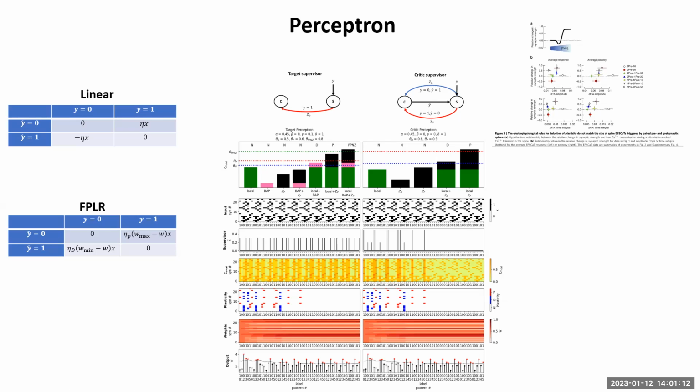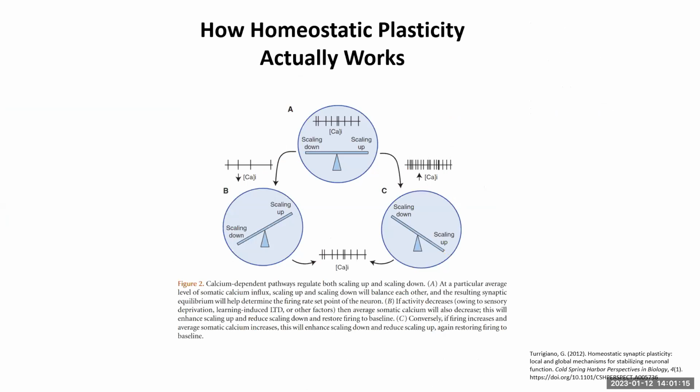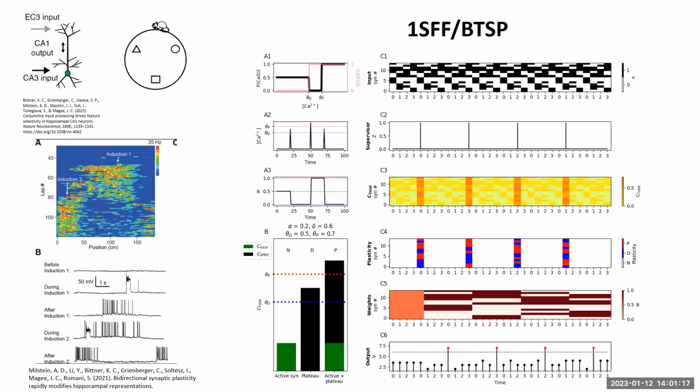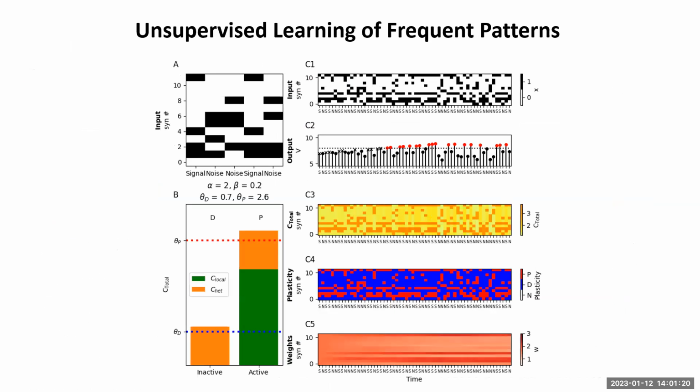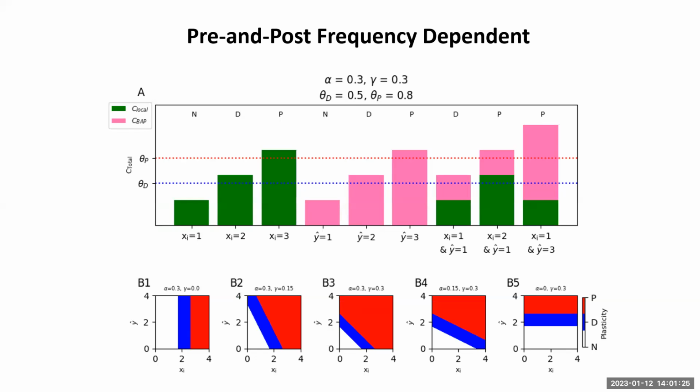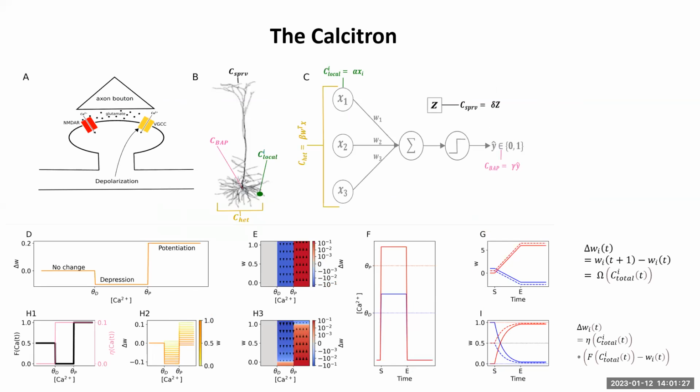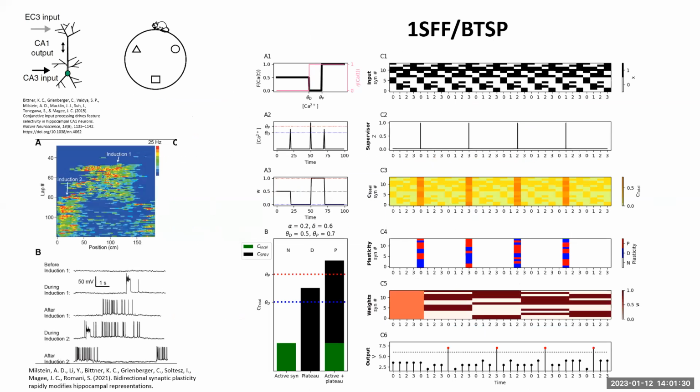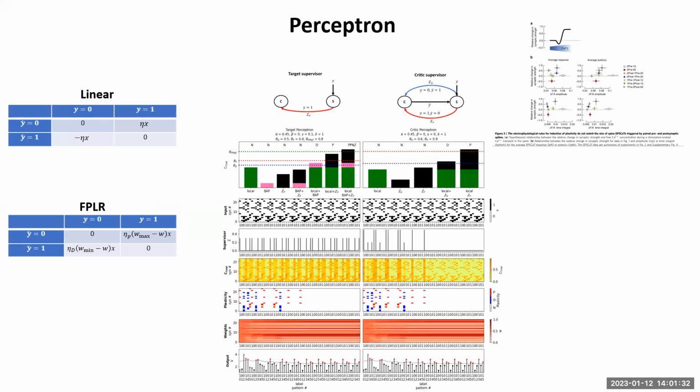So you can do perceptron with calcium. You can also do homeostatic, this right signal, one-shot flip-flop, unsupervised learning of frequent patterns, or Oja's rule, different pre and postsynaptic frequency-dependent Hebbian-type rules. And this is all using the calcium control hypothesis with, you know, a little bit of cheating sometimes, but mostly not. So the bottom line is that calcium is all you need. And that's it.